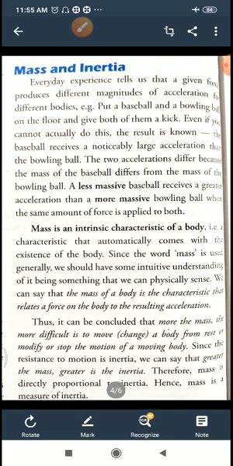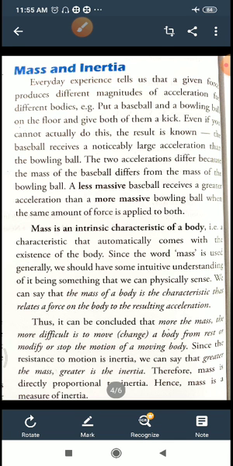For example, put a baseball and a bowling ball on the floor and give both of them a kick. Even if you cannot actually do this, the result is known. The baseball receives a noticeably larger acceleration than the bowling ball. The two accelerations differ because the mass of the baseball differs from the mass of the bowling ball. You can understand this from other examples also.